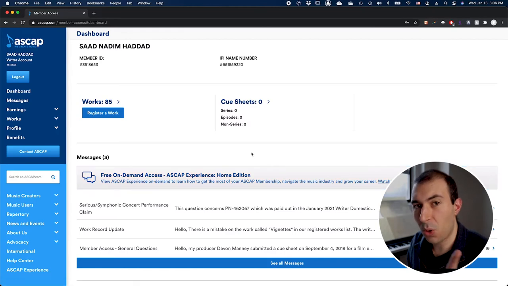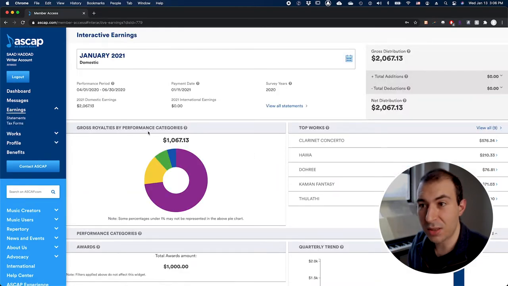Now we're going to need to go all the way to our left side here to earnings. And now here I'm going to show you how I read this. So the last writer domestic statement came this week in January 2021. And if you look right here on this chart, you can see January 2021 at the very top. You see my gross distribution number here. And you see the performance period of when these royalties were supposed to come from.